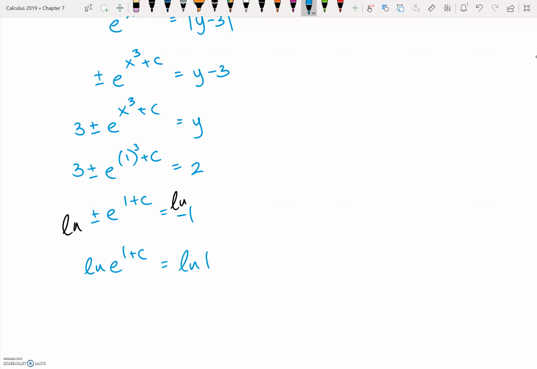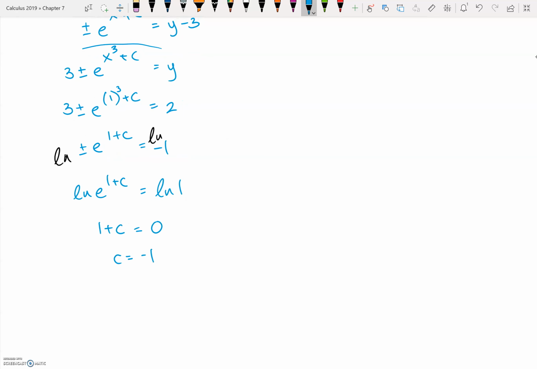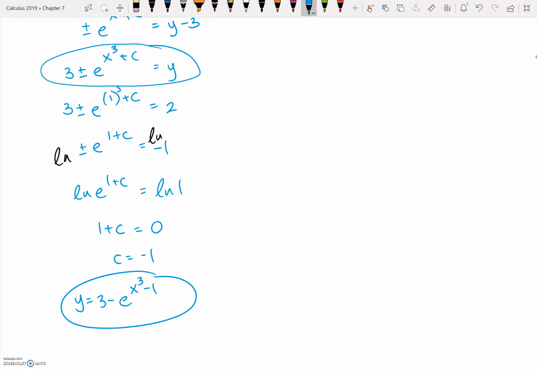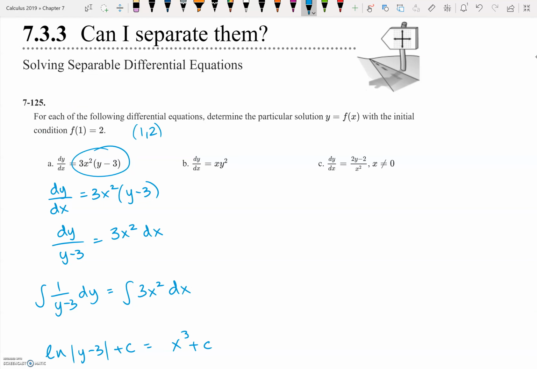So the ln of e to the 1 plus c is just going to be 1 plus c. And then the ln of 1 is 0, because e to the 0 power equals 1. So c equals negative 1. If c equals negative 1, we can plug that into our original problem we had up here. So we have y equals 3 minus e to the x cubed minus 1. And that is going to be our original problem that if we take the derivative, we will end up getting this.